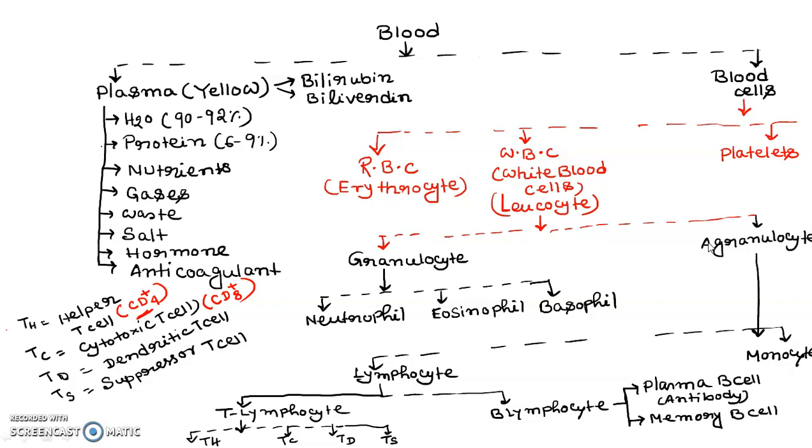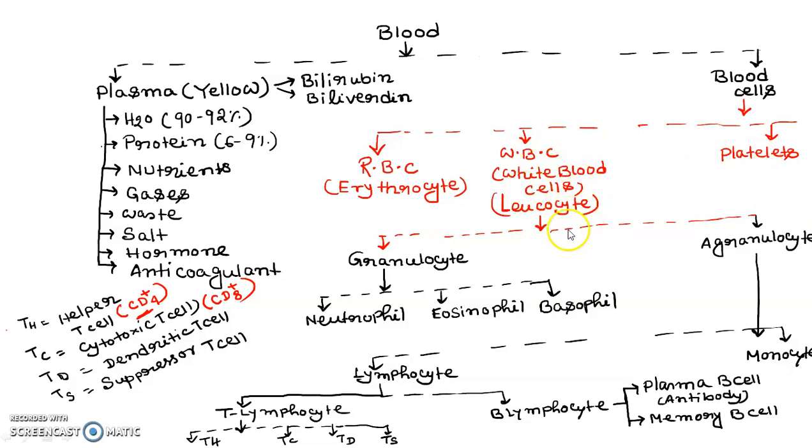Blood plasma is made up of bilirubin and biliverdin, H2O, proteins, nutrients, gases, waste, salts, hormones, and anticoagulants. Now blood cells or formed elements are RBC or erythrocytes, WBC or white blood cells or leukocytes, and platelets.